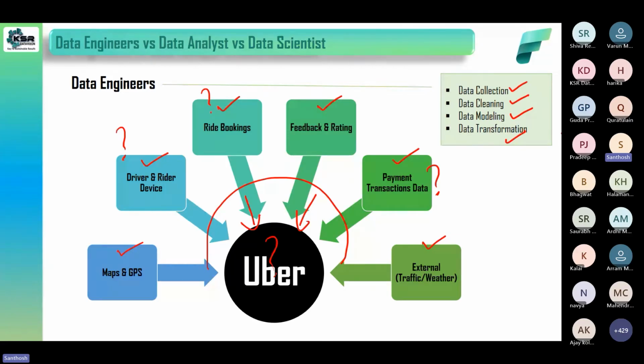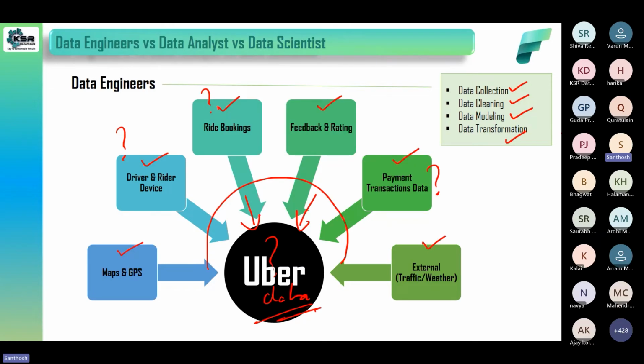Okay, fine. We have collected the data, gathered the data, cleaned the data, transferred the data. What's next? Now Uber is coming and asking me, can you tell me how many rides were taken today? How many rides were cancelled today? How many rides were successful today? Come on, where can I go and analyze all this? Everything is dumped here. Every single piece of data: GPS data, map data, driver data, feedback, payment, everything is dumped here. So where can I go and analyze it? I cannot do it. I need another person. Who is that person?